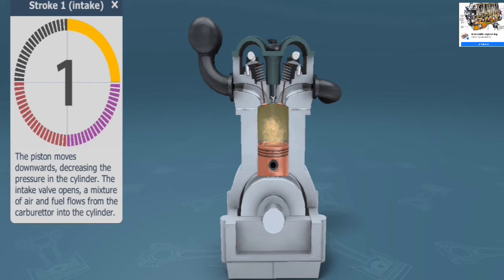The first stroke is intake. The piston moves downwards, decreasing the pressure in the cylinder. The intake valve opens, and a mixture of air and fuel flows from the carburetor into the cylinder.